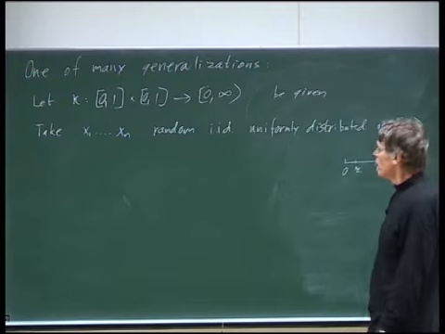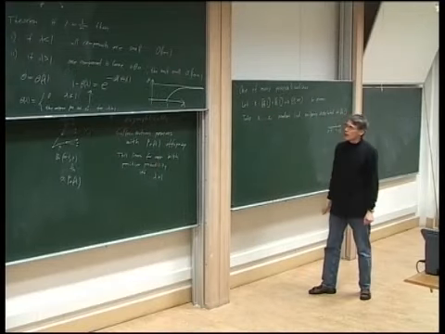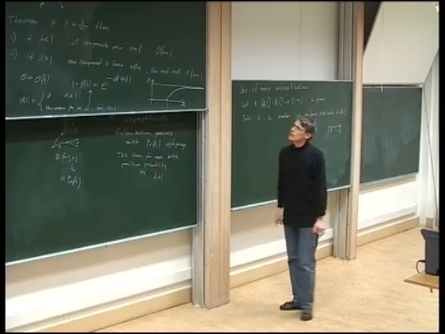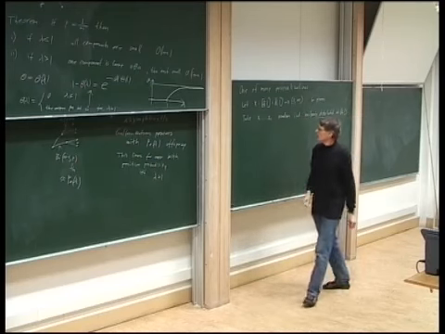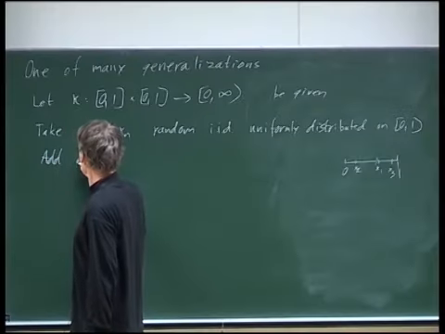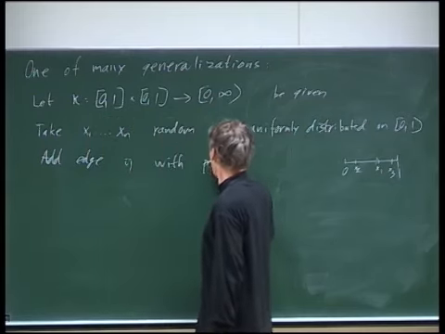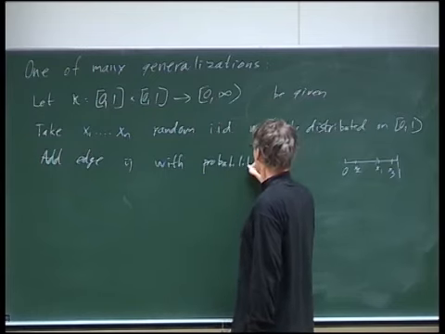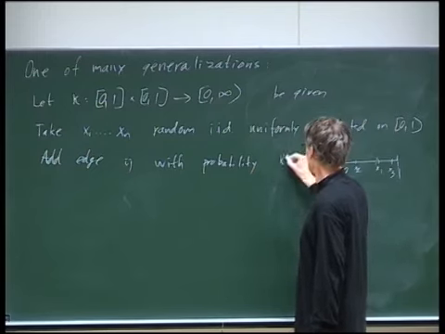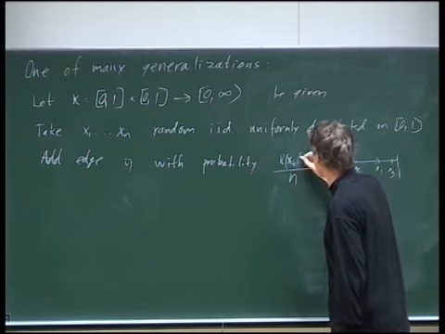And now what you do, you think of these as representing the vertices of your graph. And you do as before, you put in edges at random, but now you have different edge probabilities depending on these xi's. So add edge ij with probability kappa of xi, xj, except that I divide this by n.